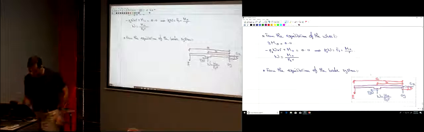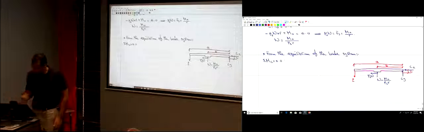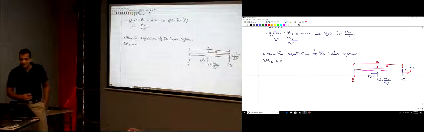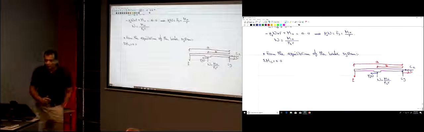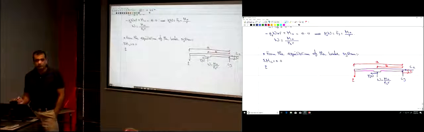So take the summation of the moments about point C equal to 0. What do we have here? What's the moment of Cx? What's the moment of Cy? 0. What's the moment of the force P? It's counterclockwise, so it's positive. P multiplied by A. It's distance A.